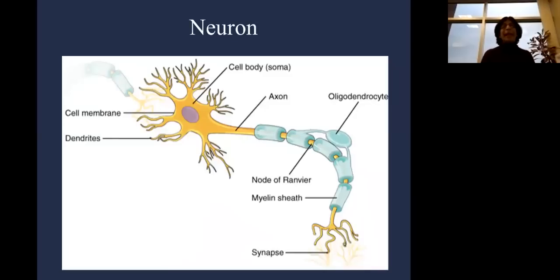Here is a classic structure of a neuron. This is actually a multipolar neuron. Okay, multipolar meaning that the cell body gives off many shoots. The smaller ones are dendrites. The main one is the axon.